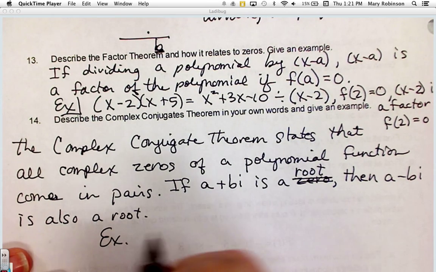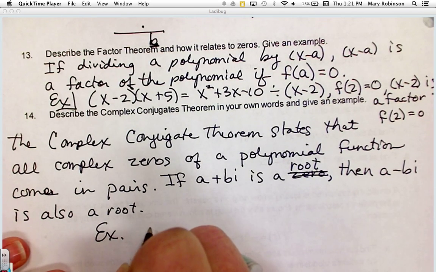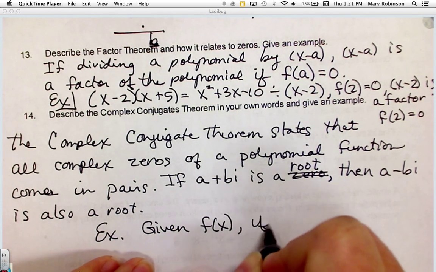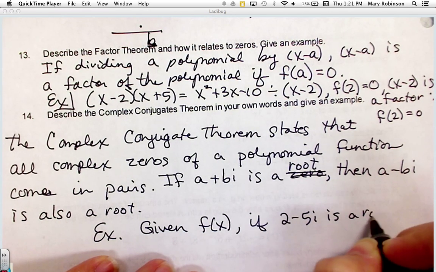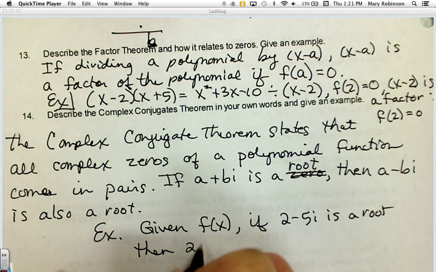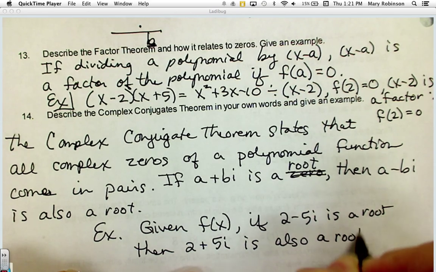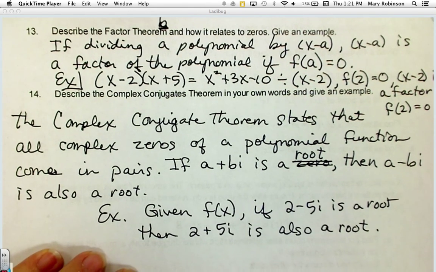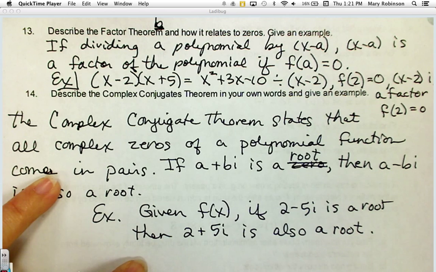So, for example, given f of x, if 2 minus 5i is a root, then 2 plus 5i is also a root. So notice, as much as possible, guys, use language that shows that you understand the vocabulary, that you understand the theorem, and that your examples reflect that you understand what the theorem is stating.